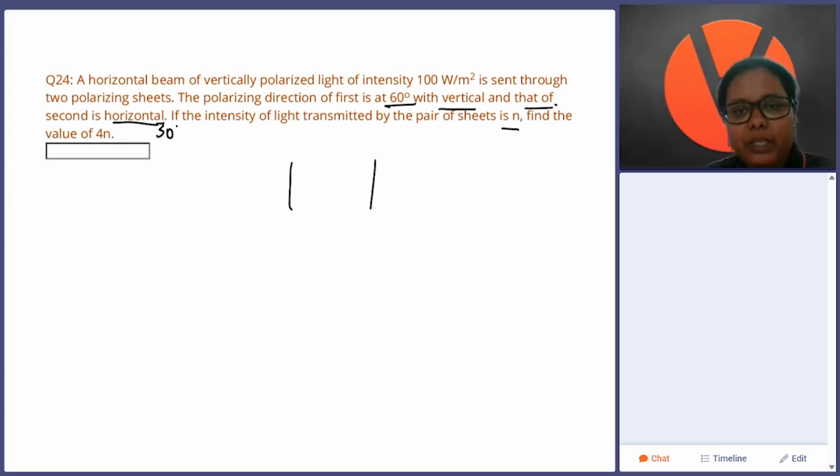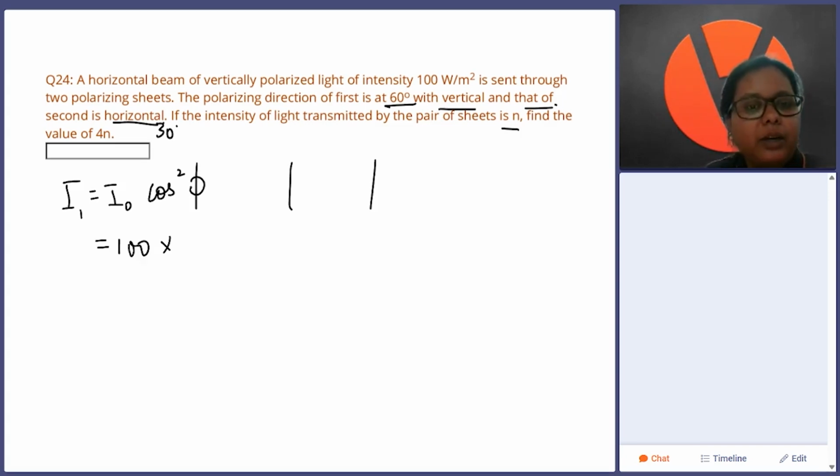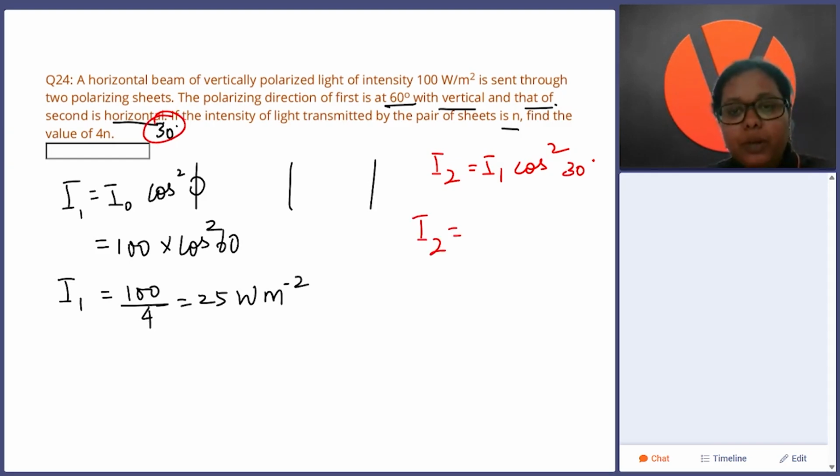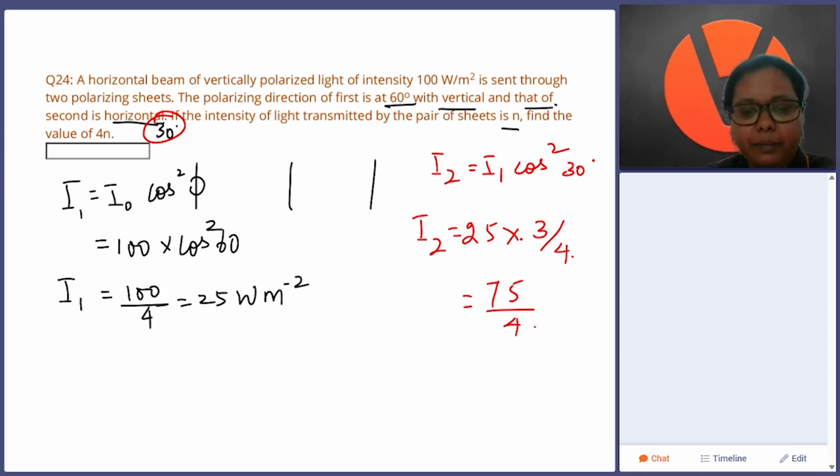When it is coming out of the first sheet, so we know I is equal to, you can consider it as I1 also, I naught cos square theta or phi. So, right? So what you will do right here, 100 into cos square 60 degree. So what we will have I1 as 100 divided by 4. This would be 25 watt per meter square. So when it is coming out of the second sheet, I2 would be I1 cos square. Now the angle is 30 degree. So what I will do right here then, 25 into, so cos square 30 value 3 by 4. Okay. So what I will do right here then, 75 by 4. So the answer would be 75.